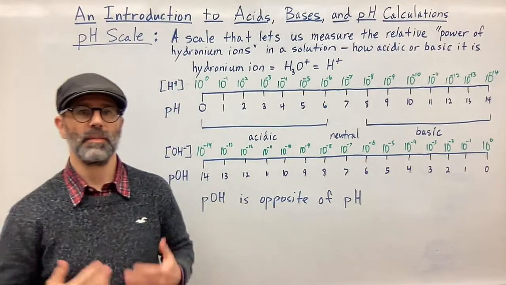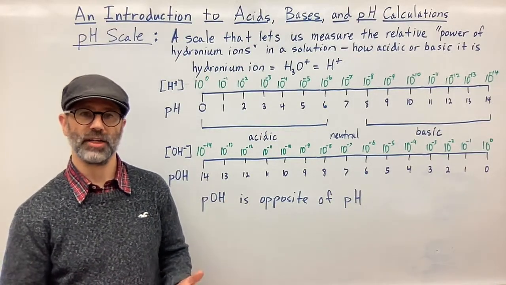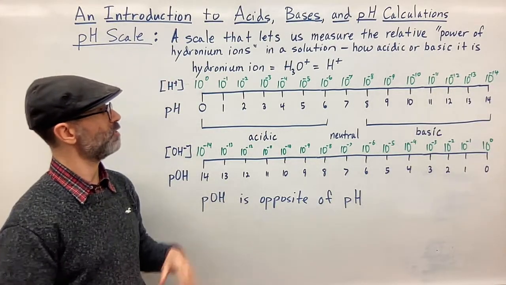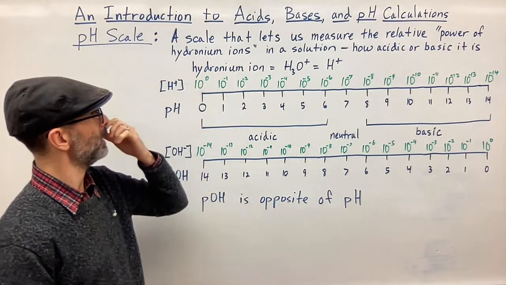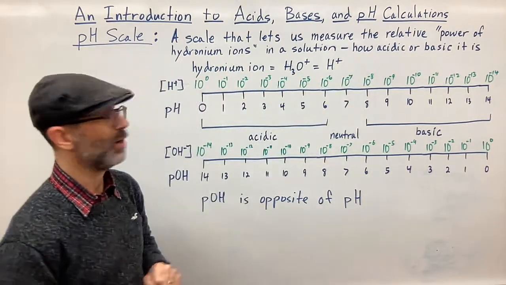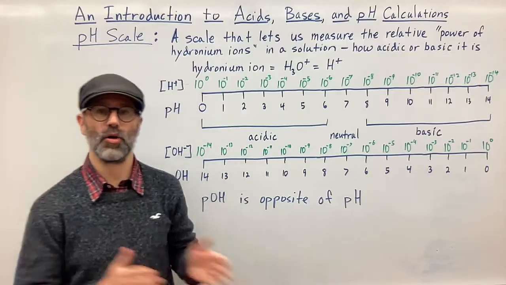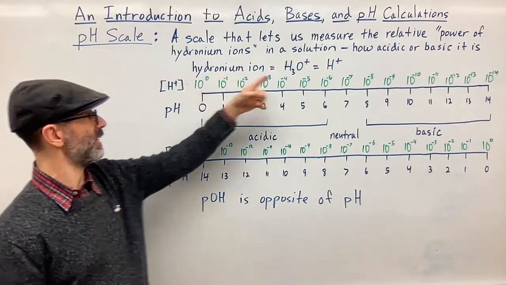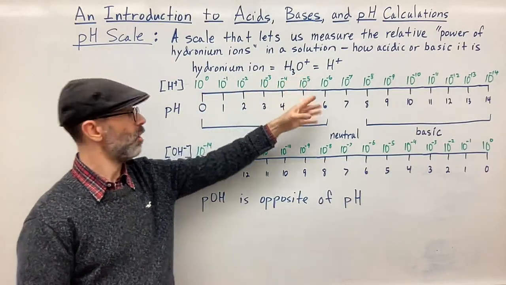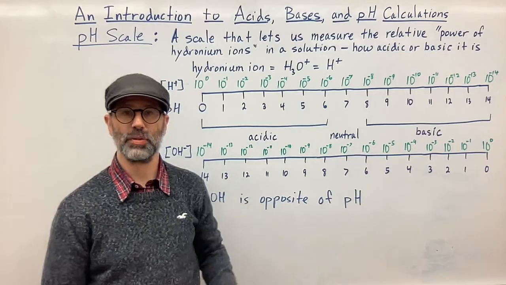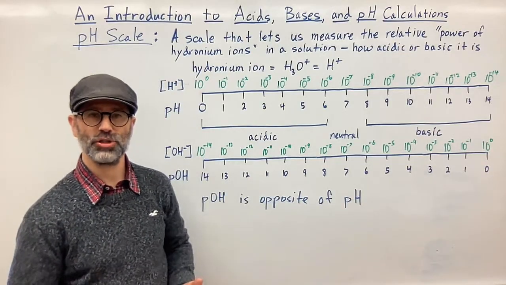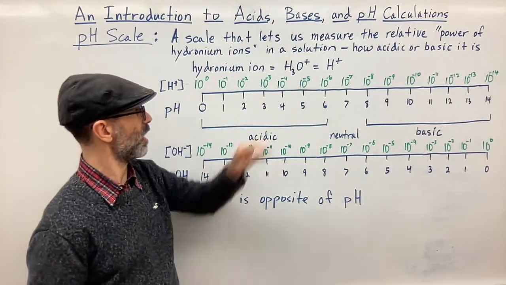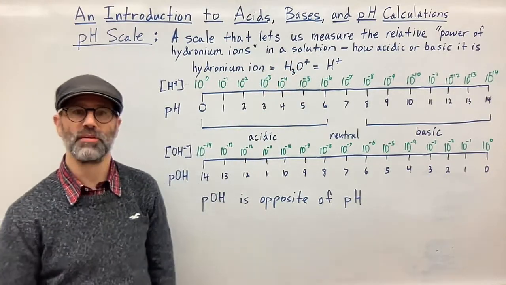Okay, let's talk about pH scales and pOH scales. So what is a pH scale? It's a scale that lets us measure the relative power of hydronium ions in a solution. Basically it tells us how acidic or basic a solution is. Now, what's a hydronium ion? A hydronium ion is your H3O plus, which we also refer to as H plus. H plus really doesn't exist in solution. It only exists as H plus connected to water, which gives us our H3O plus, the hydronium ion.